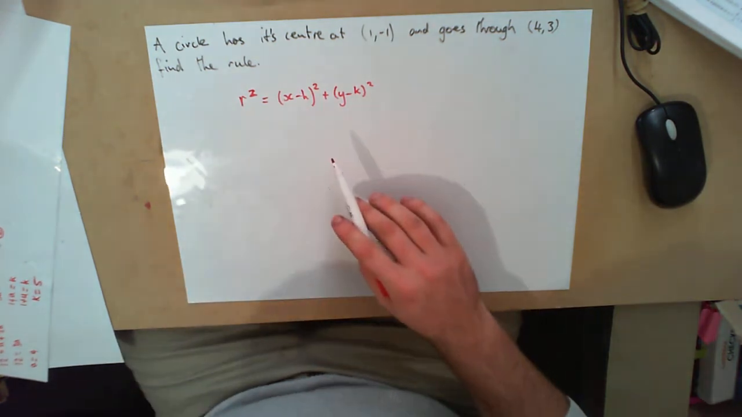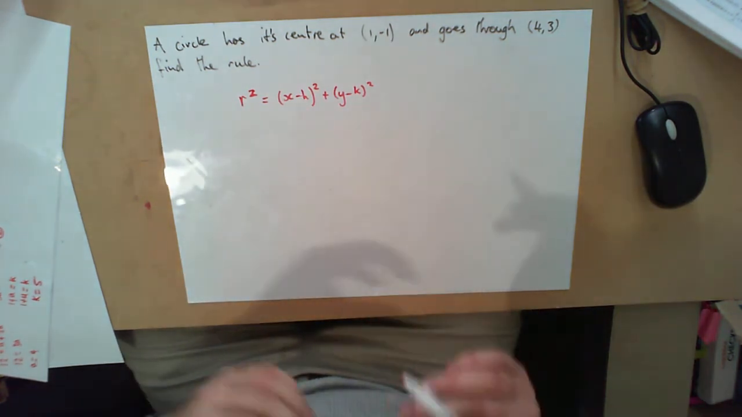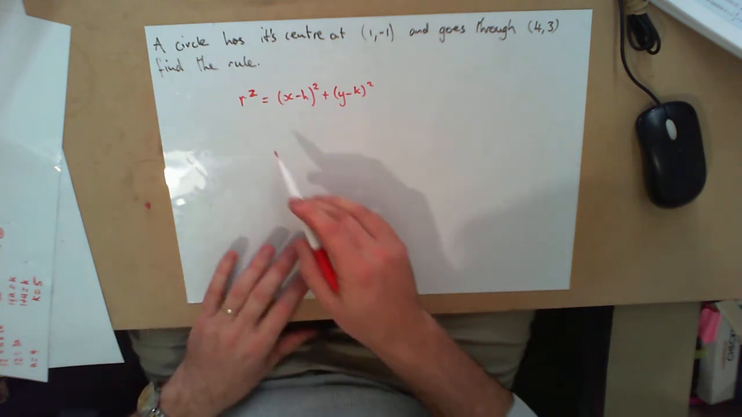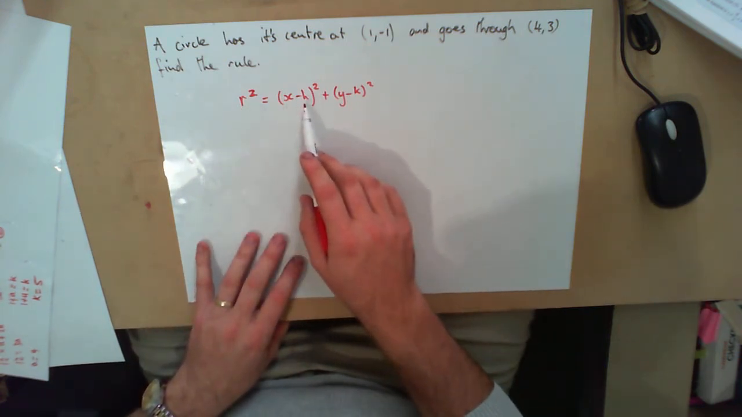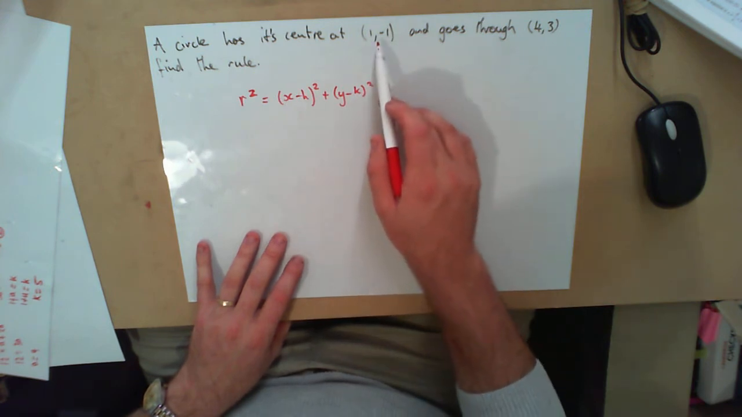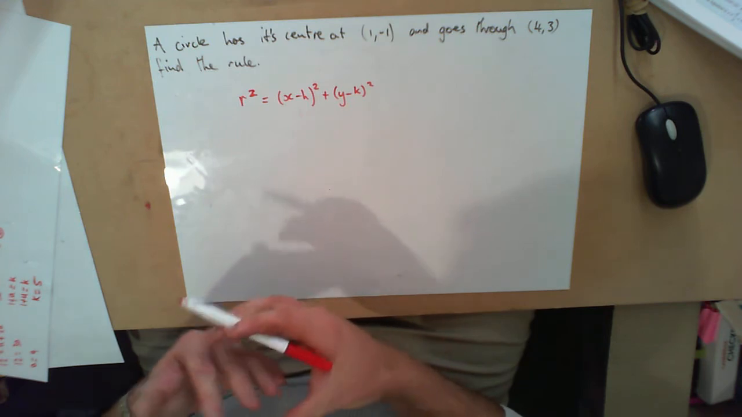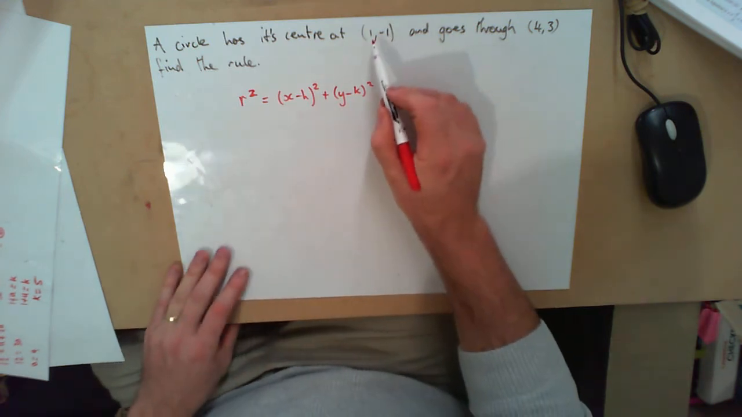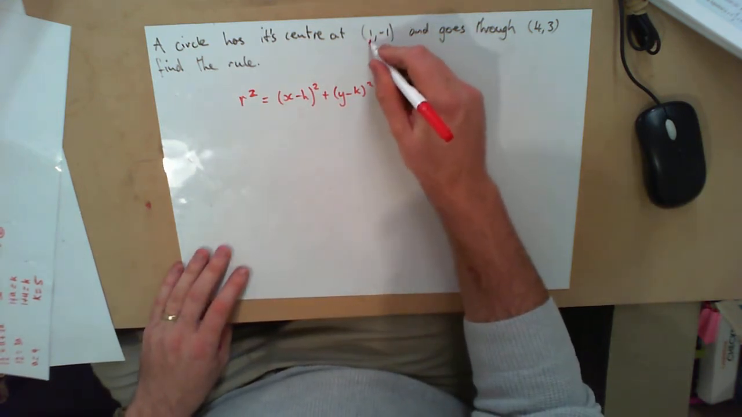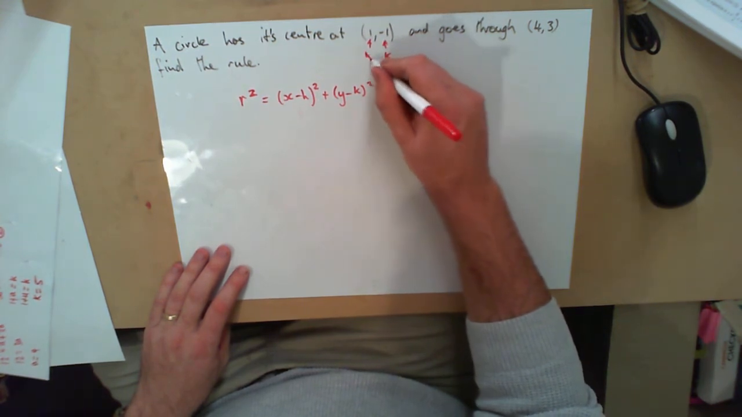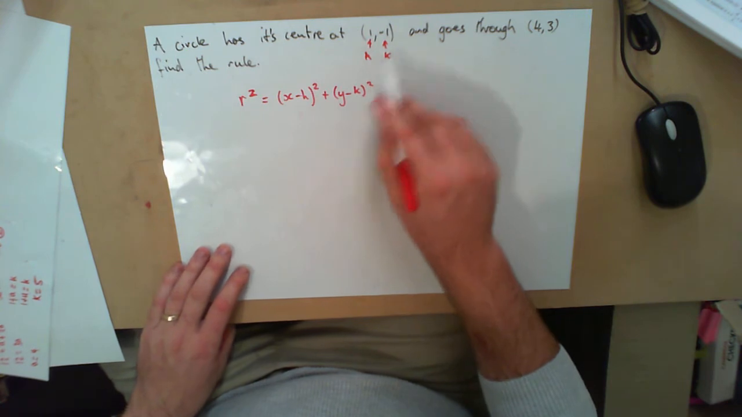Now we've got a couple of different bits of information here that we can use. If we're looking at this, we'd be thinking, I've got to find r, I've got to find h, I've got to find k, but I've only been given this point and this point, so I've actually not been given enough information. But in fact you have, because the center here is your h and this is your k. So you have actually been given 2 points in one here, if you like.